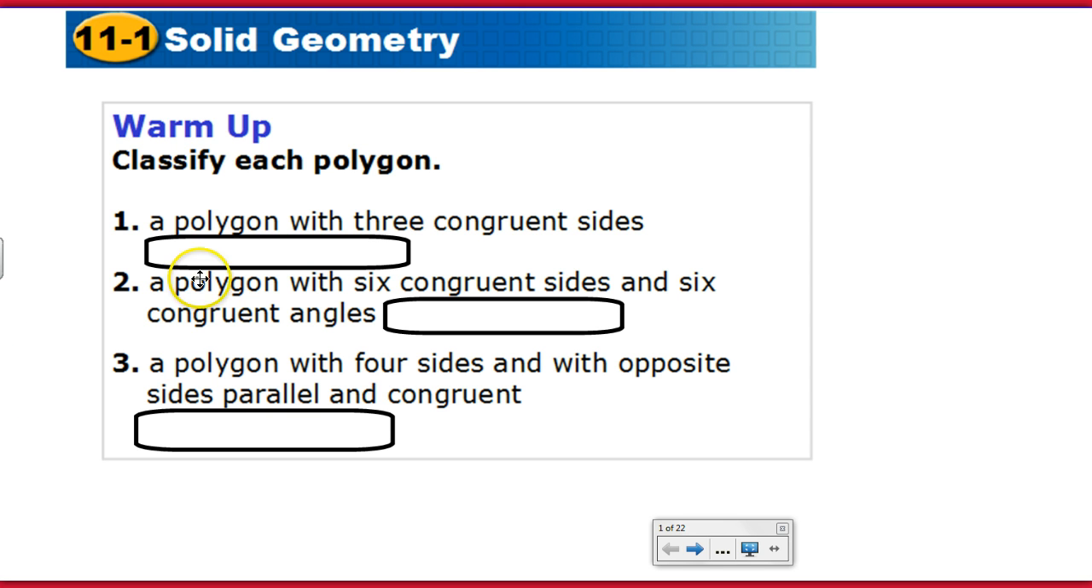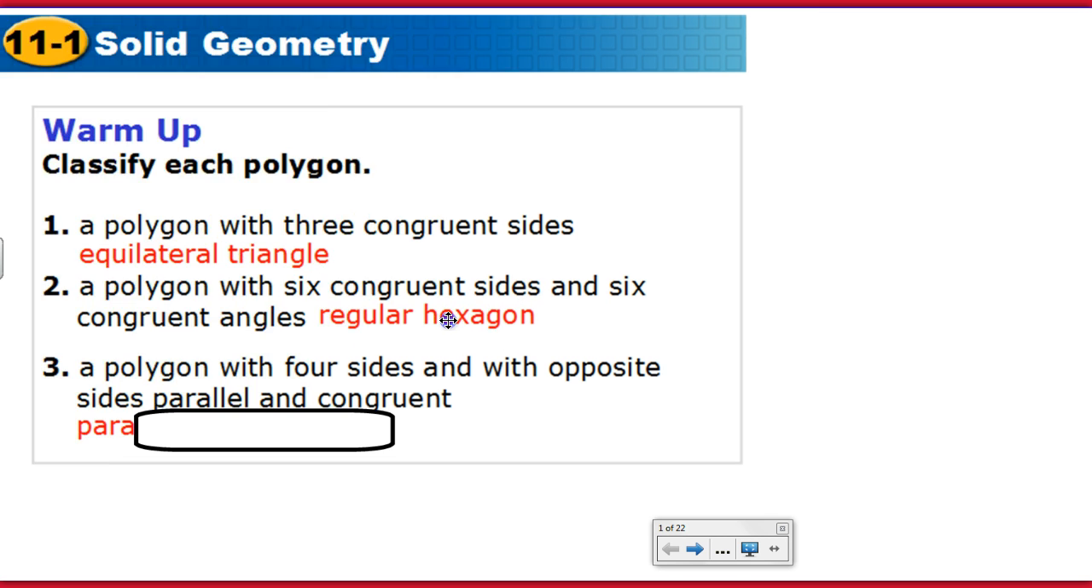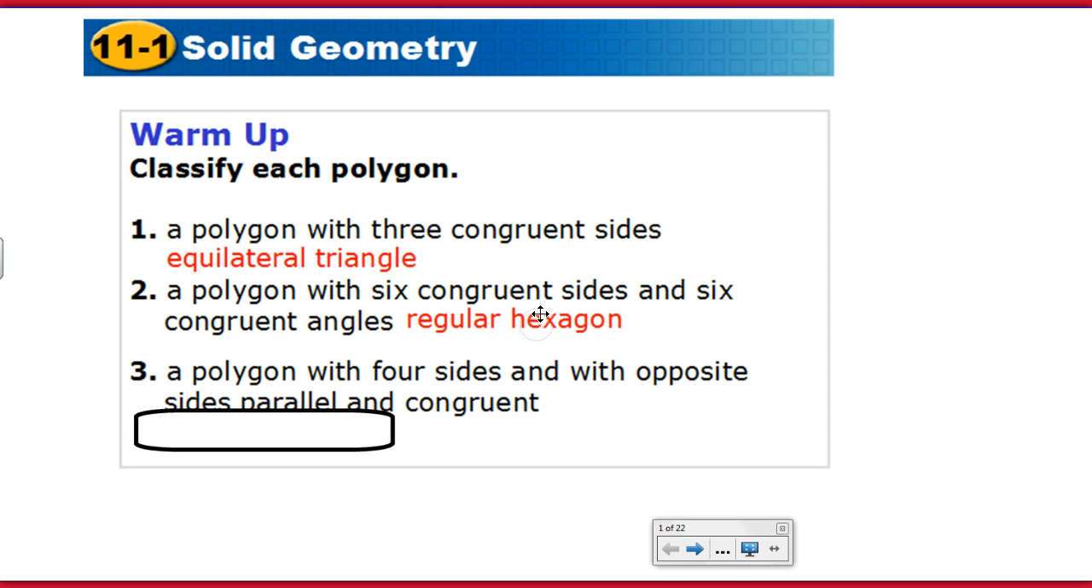A polygon with 3 congruent sides, equilateral triangle. How about 6 congruent sides and congruent angles, regular hexagon. And finally, a polygon with 4 sides and with opposite sides parallel and congruent, a parallelogram. Remember this word regular. What does that tell you? That's right, that all sides of the polygon are congruent.